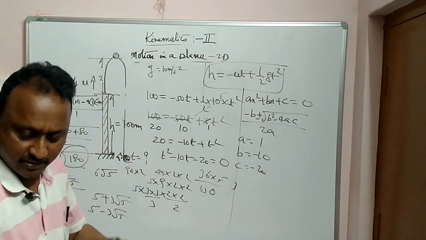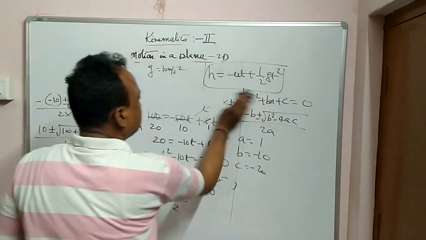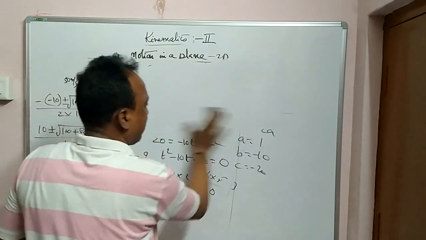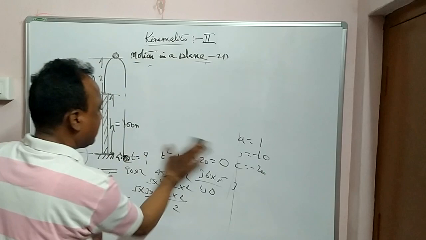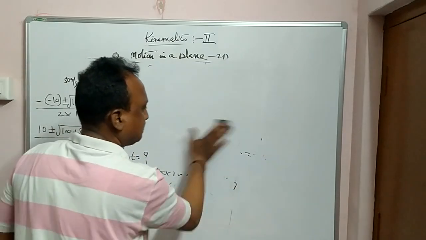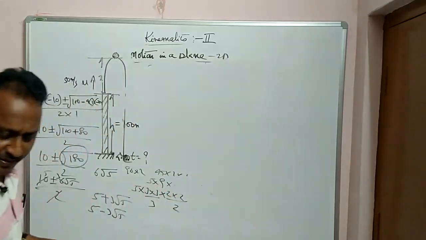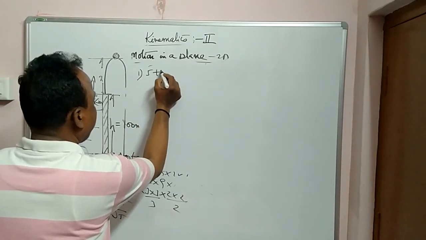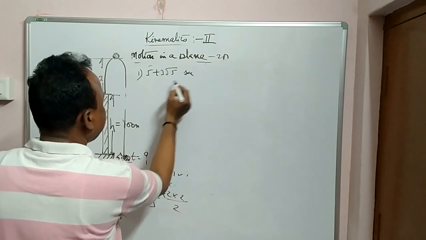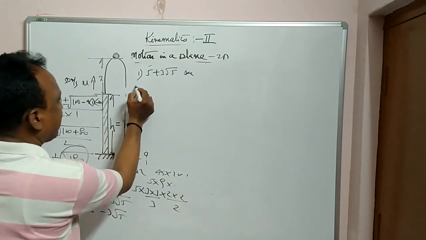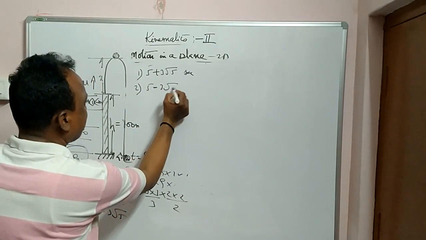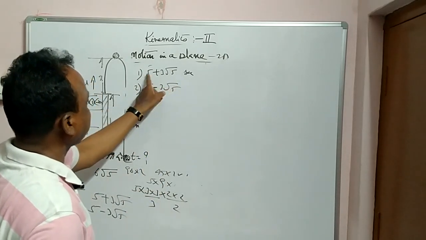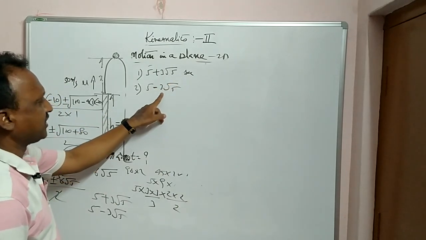I'll write it here on the top. See here, all of you, it is a quadratic equation. You have to solve it using a little mathematical knowledge. So the time at which the body reaches the ground surface is, one is 5 plus 3 root 5 seconds, and the second answer is 5 minus 3 root 5. So here you have two values for time.